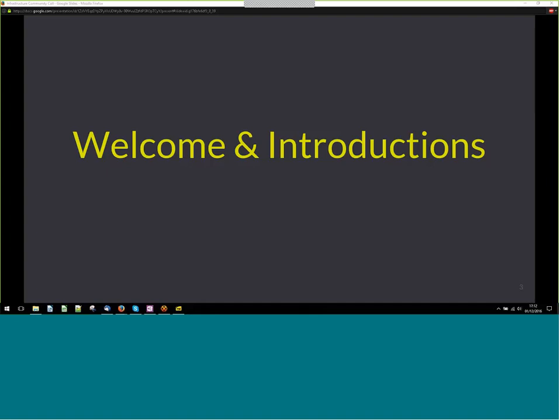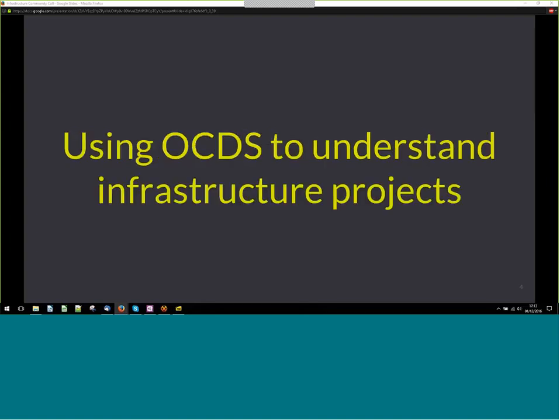As promised, the first bit of the agenda is just a quick look at what we think are considerations for using OCDS to understand infrastructure projects. And really one of the goals of this call and the work that we're embarking on around infrastructure is to get a better understanding of which areas we should be considering in terms of how OCDS can be best adopted to meet the needs of disclosure for infrastructure projects and for monitoring of infrastructure projects.